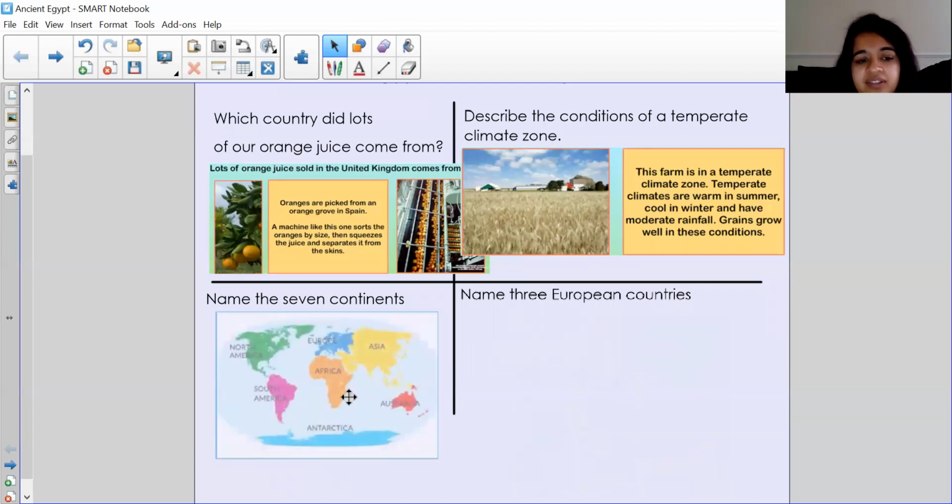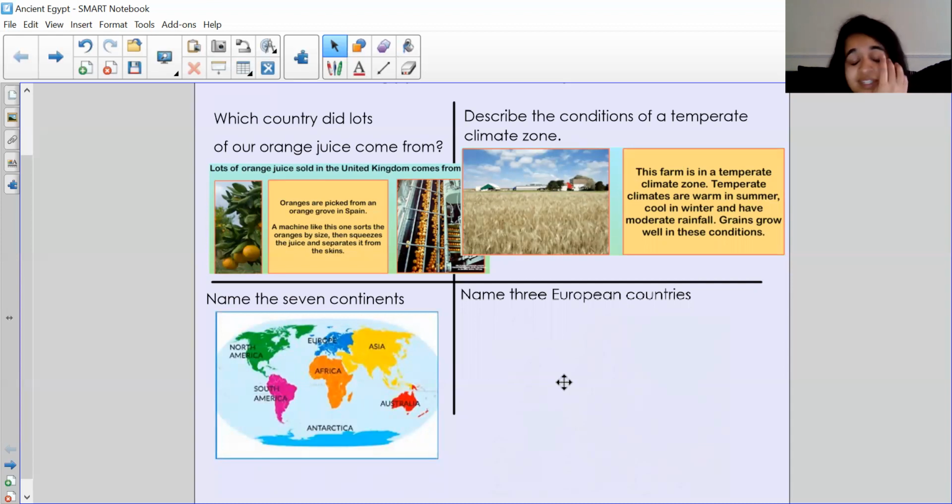And I'm going to reveal your answer. You've got North America, South America, Europe, as I told you, Africa, Asia. Asia's your biggest continent. Australia, or if you said Oceania, that's fine as well. And then you've got Antarctica. Those are your 7 continents. And then, can you name 3 European countries? It can be any 3. I know you know at least 3 of them.